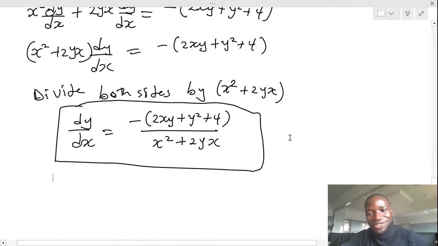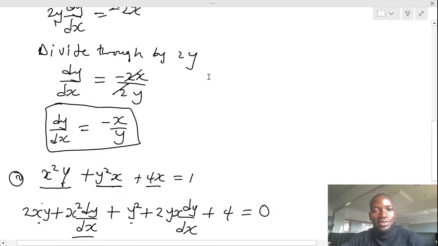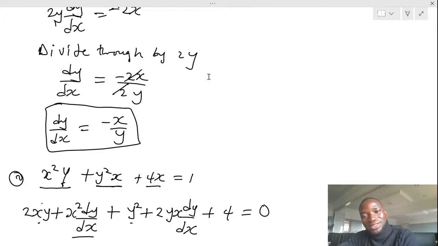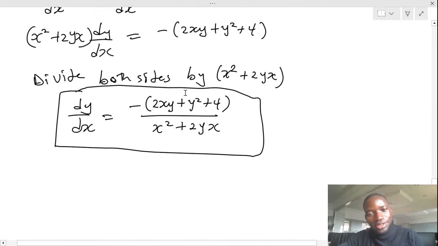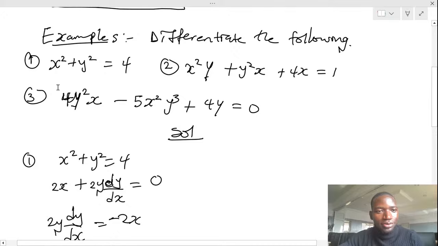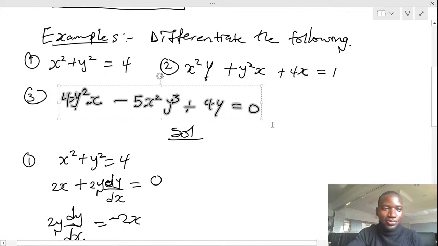So implicit differentiation is very simple and straightforward. Just differentiate with respect to x, differentiate with respect to y. Then whenever you differentiate with respect to y, always add dy by the x there. Then after that, you make dy by the x the subject of formula, and we are done. So now let me solve the third question and move on to the last aspect for today's class.